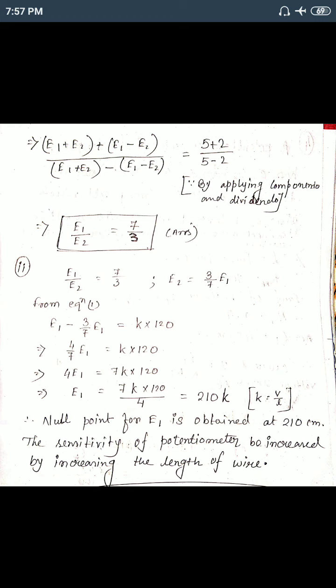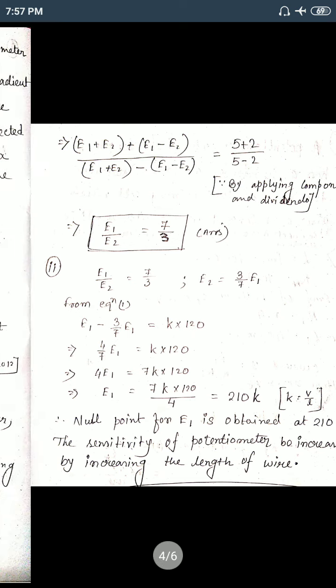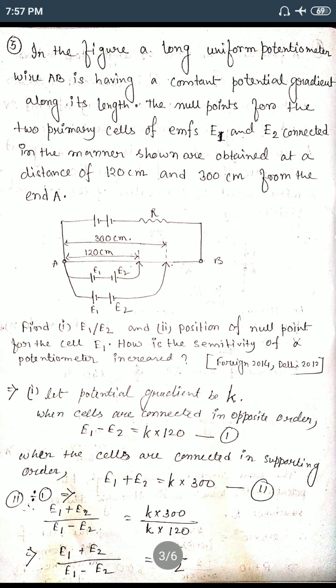And how do we increase the sensitivity of a potentiometer? If we increase the length of the wire, then the sensitivity of the potentiometer wire also increases. That's why for practical purposes we use a 10 meter wire potentiometer in place of a 4 meter or 6 meter wire. The 10 meter wire is made up of 1 meter rows, so the total length of the wire is 10 meter. I hope it is clear, and it is a very, very important numerical.